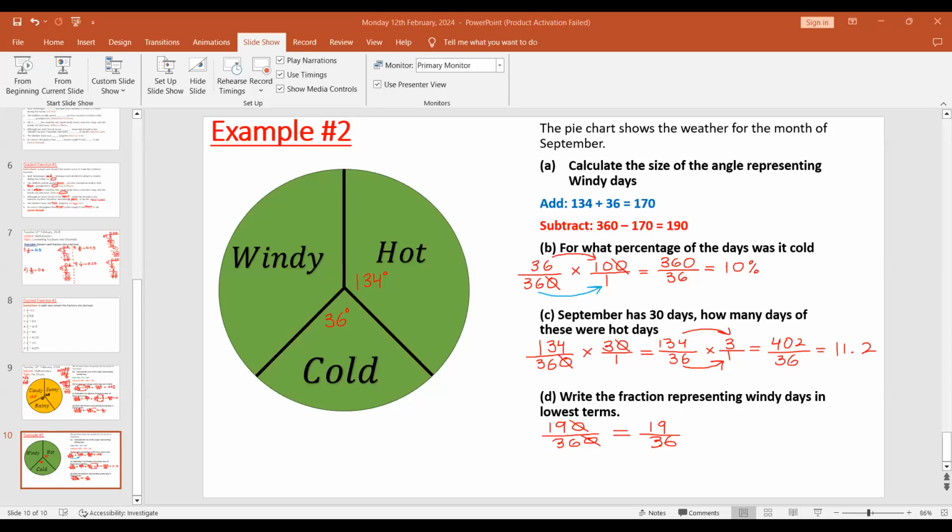So we have to do 100 over 1. Always, because you're trying to change it into a percentage. You take the fraction, which is 36 over 360, and then you multiply it by 100 over 1. Always 100 over 1 because you're trying to change it into a percentage. And then you divide, and you get 10%.